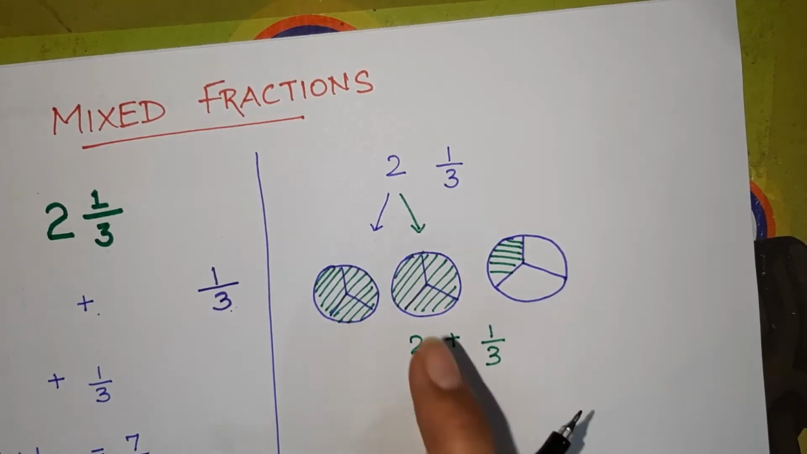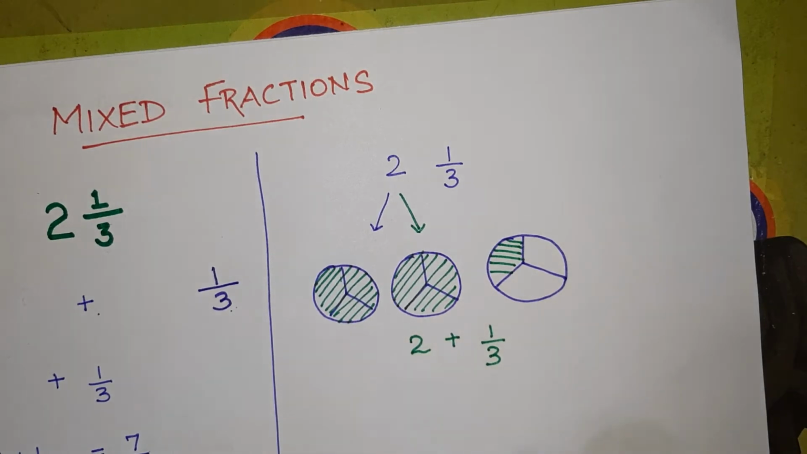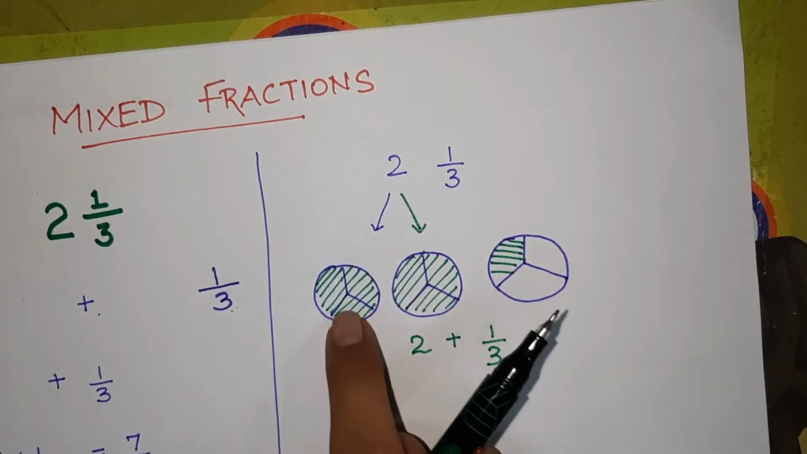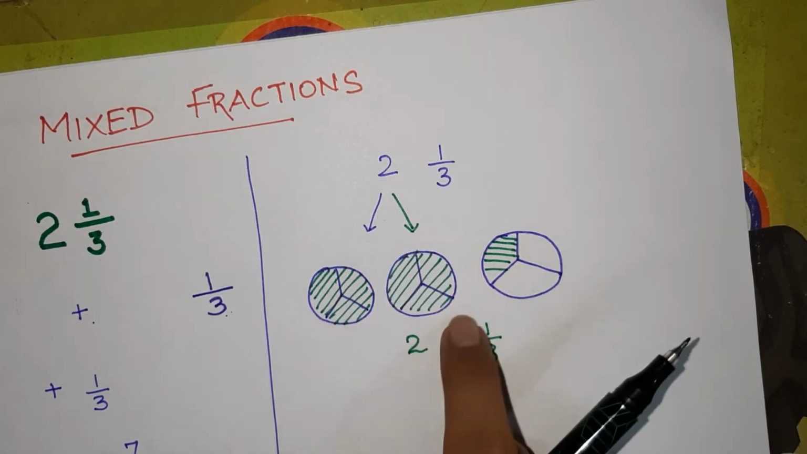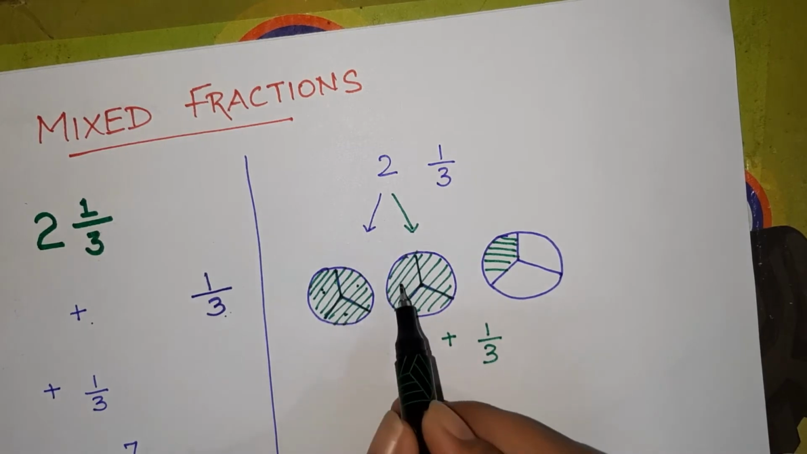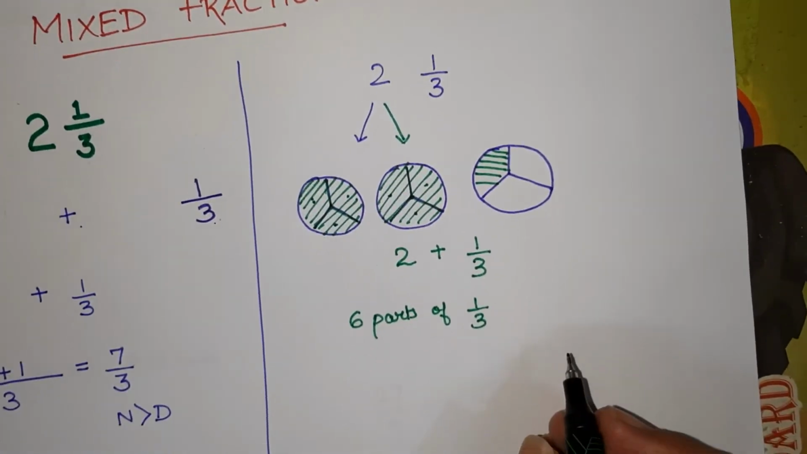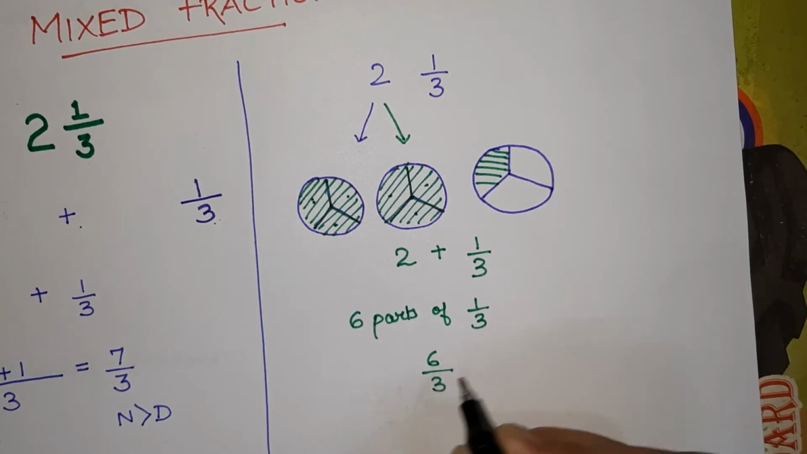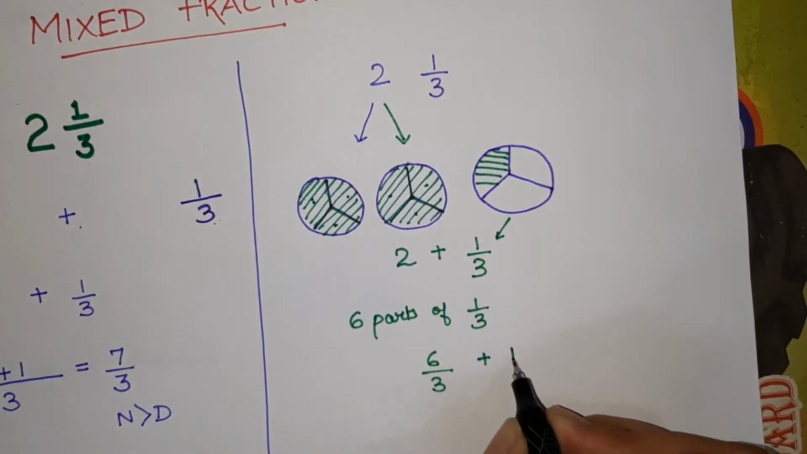We have divided this circle into 3 equal parts. Nothing changed. To represent the 2, we shaded the 2 circles. We shaded 6 parts of 1 by 3. If you see, there are 6 parts. 1, 2, 3, 4, 5, 6. 6 parts of 1 by 3. We can say 6 by 3, and here it is 1 by 3.